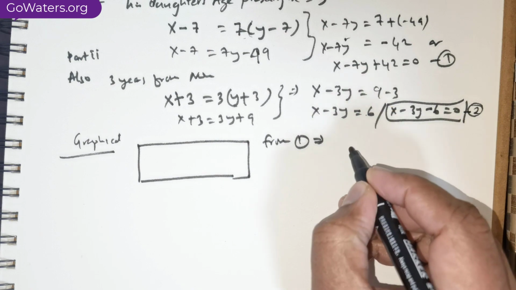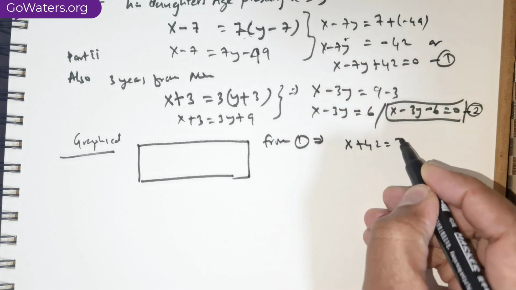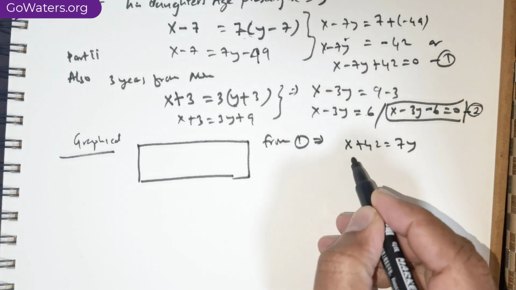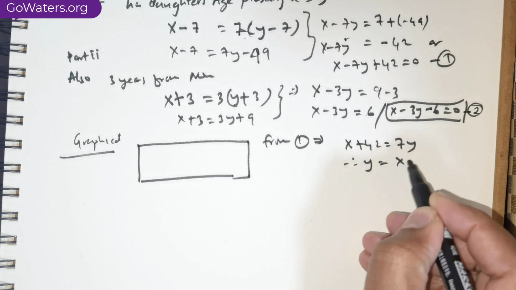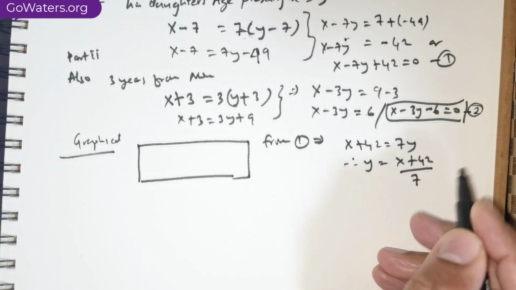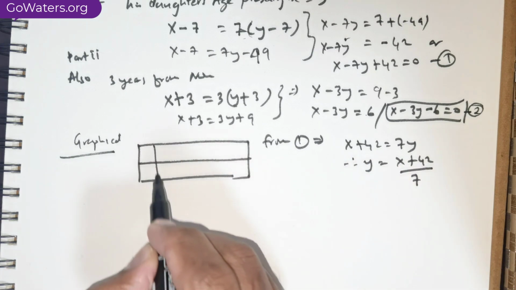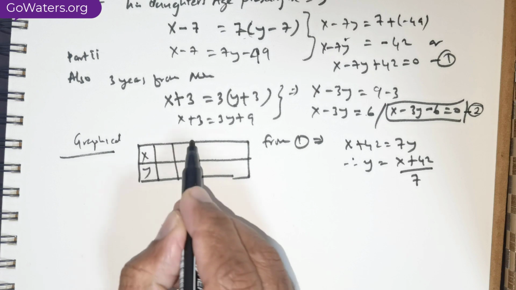This can be rewritten as, I'm going to write it as x + 42. I take 7y with a negative sign to the other side, positive 7y. So therefore y is going to be (x + 42) divided by 7. This is what we have got. Now choose the value for x suitably.